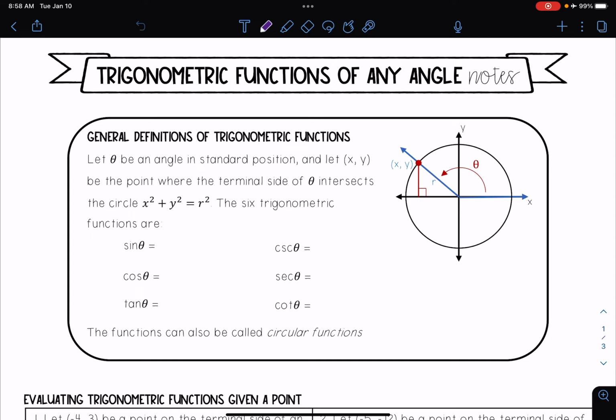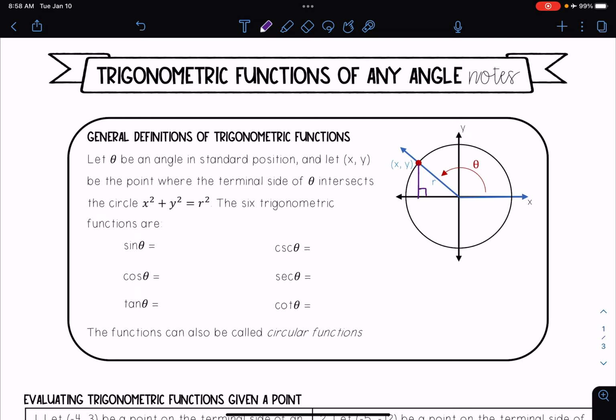So first, just to look at this in a picture view, I see right here in red, I have my angle theta that is drawn, and we have this circle here. And so I see that my radius is r, and that is also my hypotenuse, because I have drawn here a right triangle into this picture. And then I have the point (x, y).